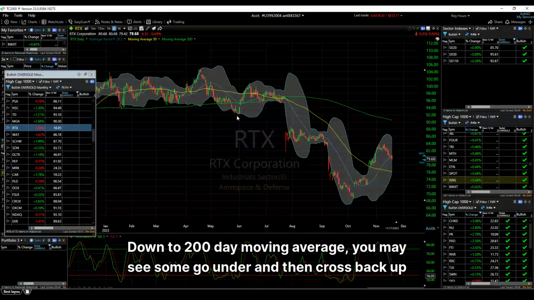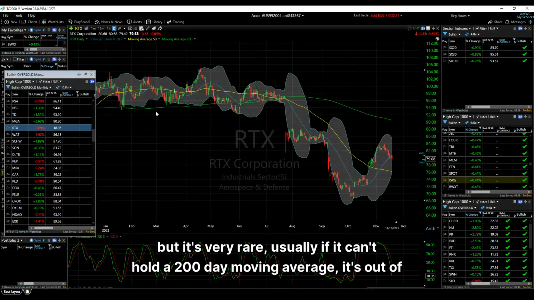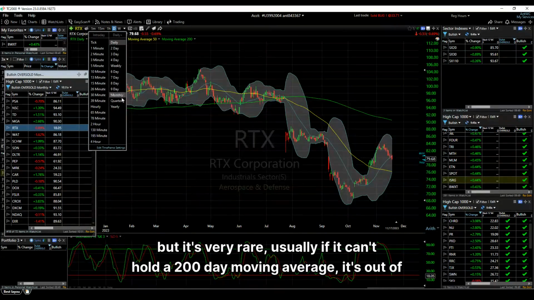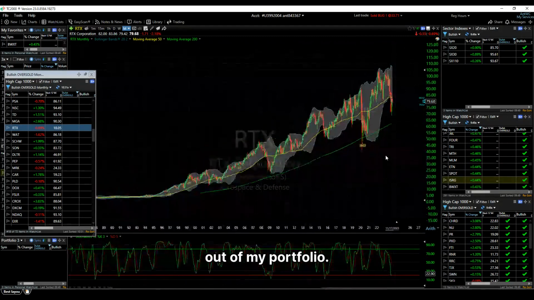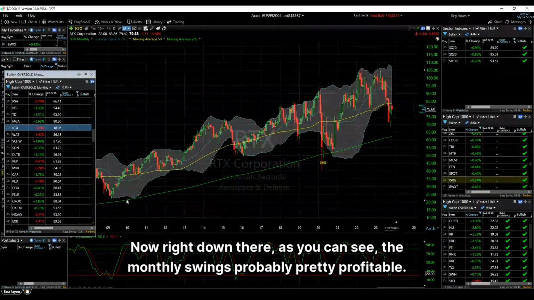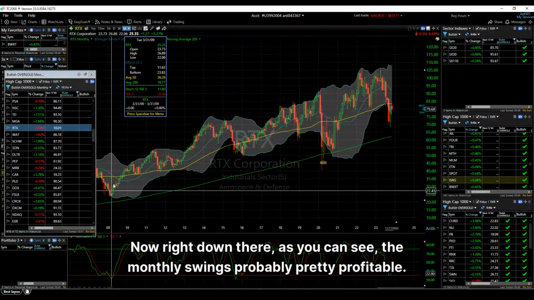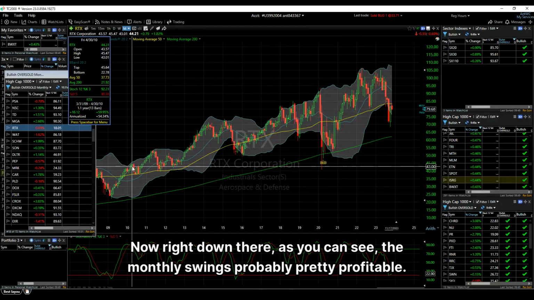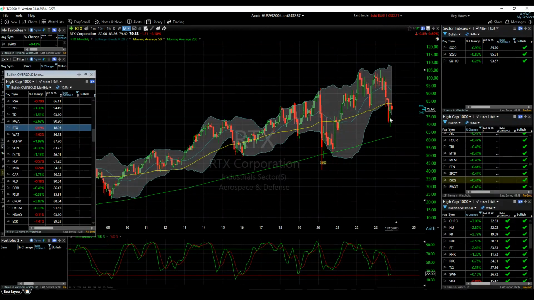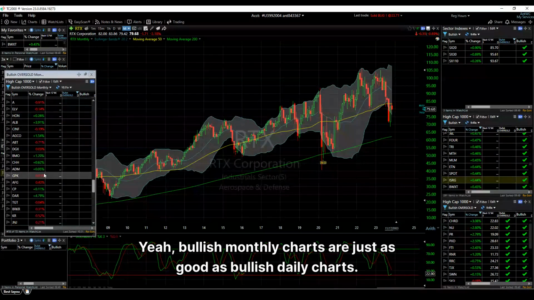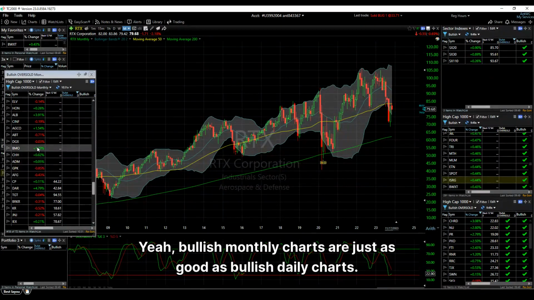Respect your 200-day moving average. You may see some go under and then cross back up and keep going up, but it's very rare. Usually, if it can't hold the 200-day moving average, it's out of my portfolio. Well, Raytheon, as you can see, the monthly swings are probably pretty profitable. 50% in a year, 60% in a year. But yeah, bullish monthly charts are just as good as bullish daily charts.